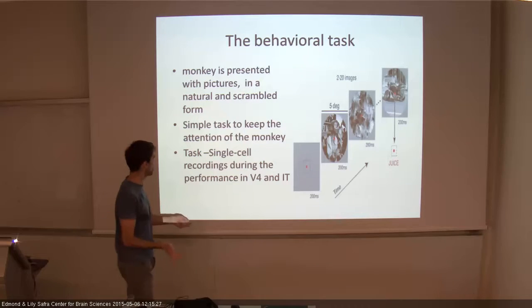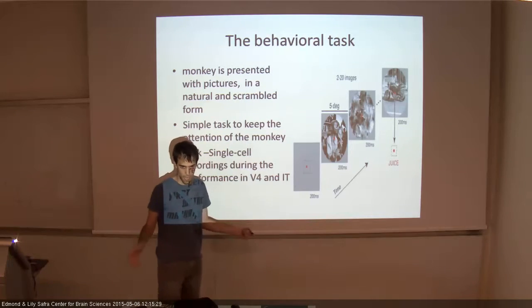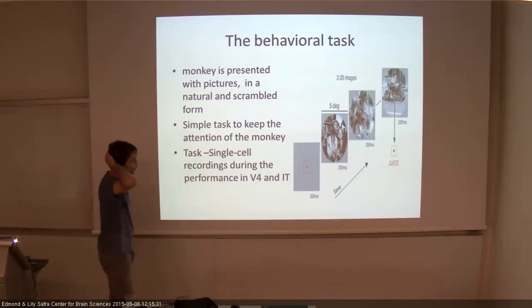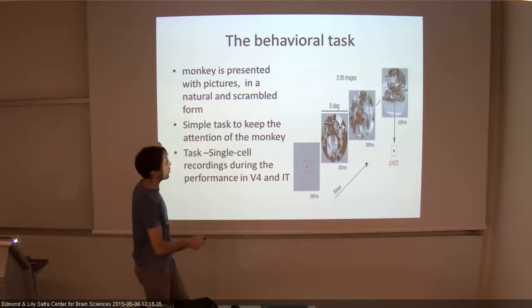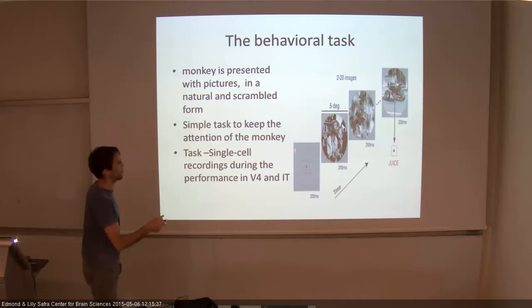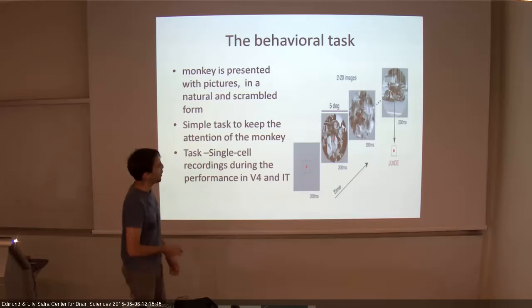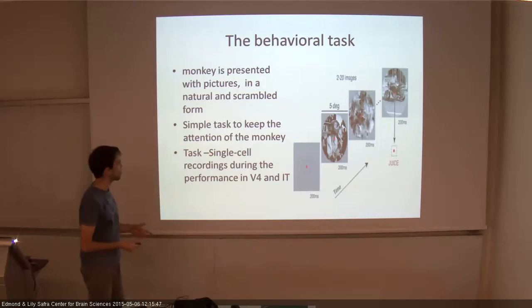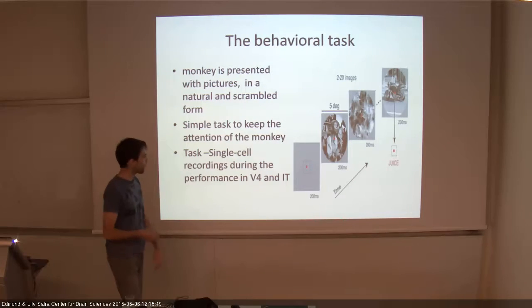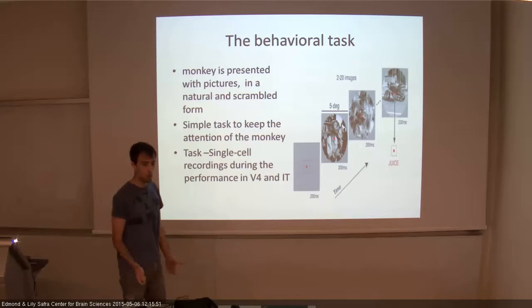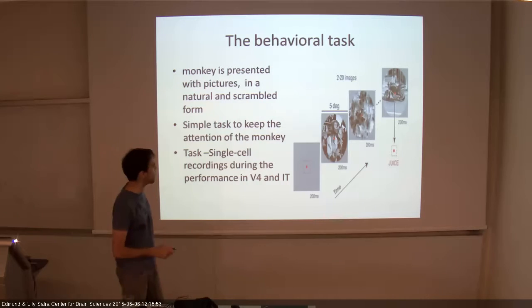This task had nothing to do with the experiment. It was only to keep the attention of the monkey. The investigators were interested in what happens in the brain during the phase when the natural and scrambled photos were presented. So they made single cell recordings from IT and also from V4, which is a lower area in the hierarchy.